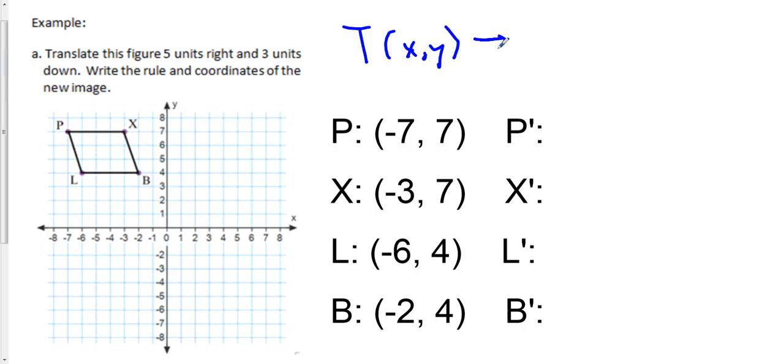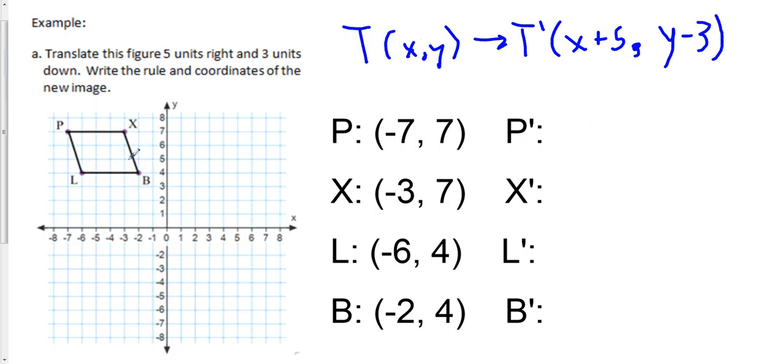And it's going to become T prime of. If we want it to go 5 units to the right, well, left and right, that's on our x-axis, and we want to move to the right this way, which means our x is getting bigger, so x plus 5 would be our rule. If we want to go 3 units down, so we'd be moving downward on the y-axis, we're getting smaller, so y minus 3. That would be our rule.